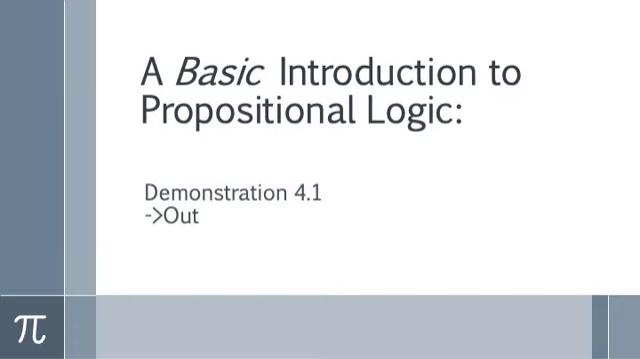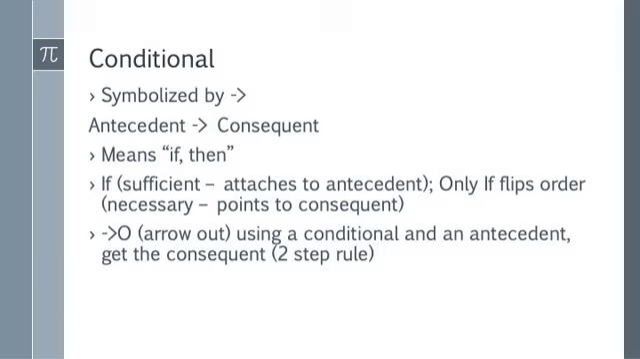A basic introduction to propositional logic. Demonstration 4.1, arrow out. A conditional is symbolized by the arrow. It connects an antecedent and a consequent.